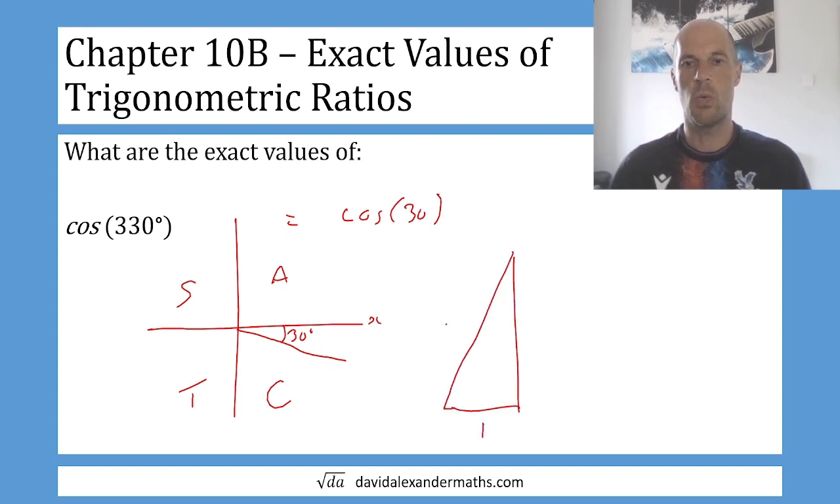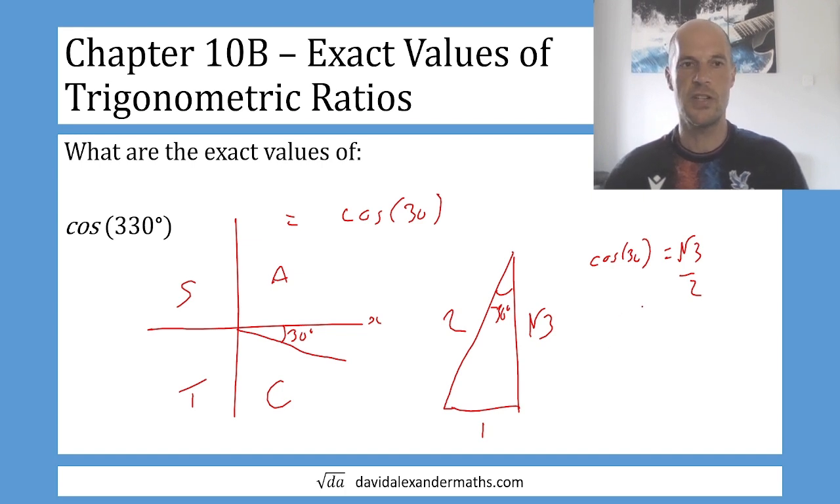Okay, so we're going to be using our 1, 2, root 3 triangle. This is 30 degrees up here. So the cos of 30 is root 3 over 2. So the cos of 330 is root 3 over 2.